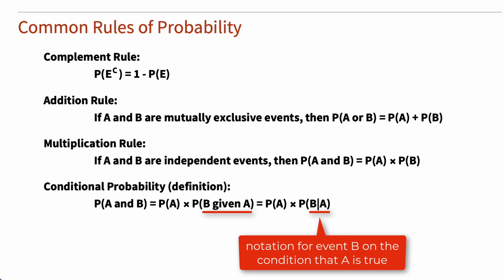Conditional probability is the probability of one event happening given that some other event has also happened. The conditional event consisting of an event B happening on the condition that A has also happened is denoted with a vertical bar between the B and the A.